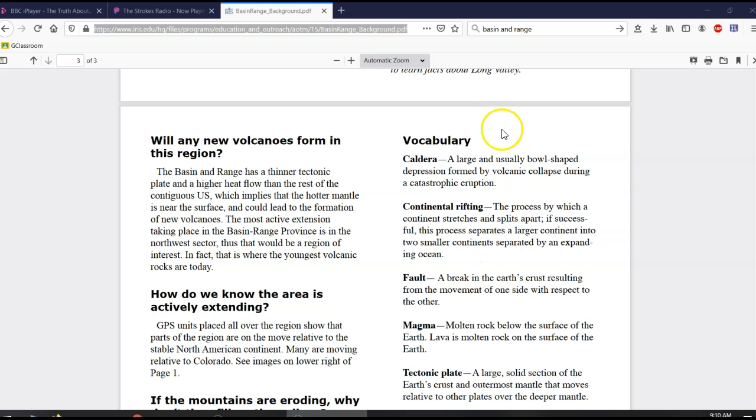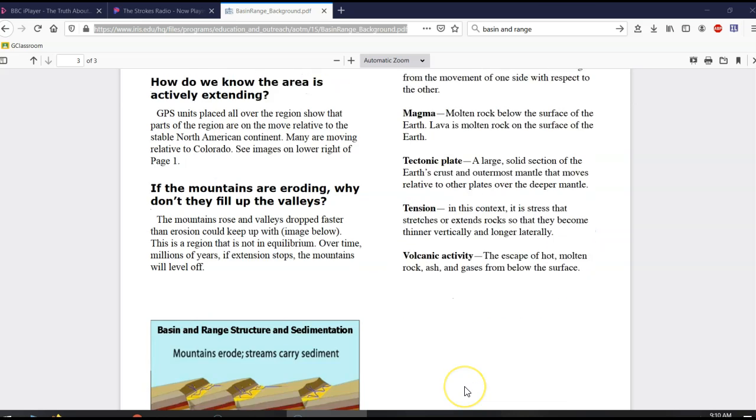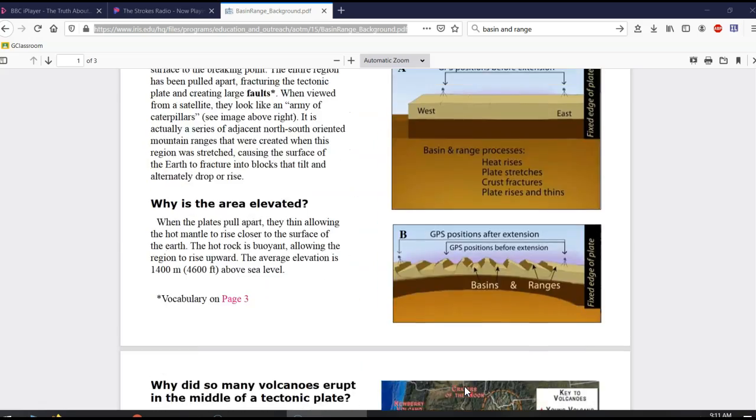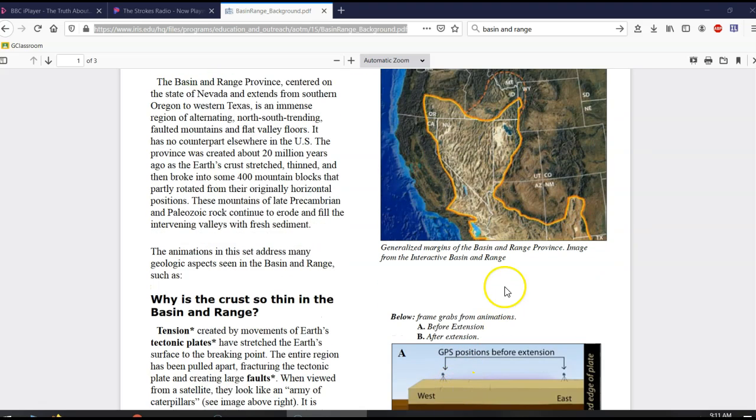And then we have the areas here with the definitions of all of those vocabulary words. So this is just an explanation of the basin and range, but I want to look a little closer at the one in Tier C because that's what we're talking about right now.